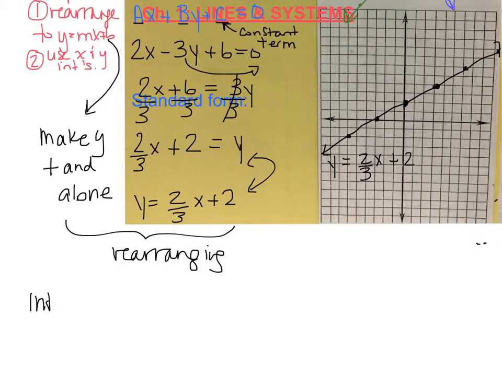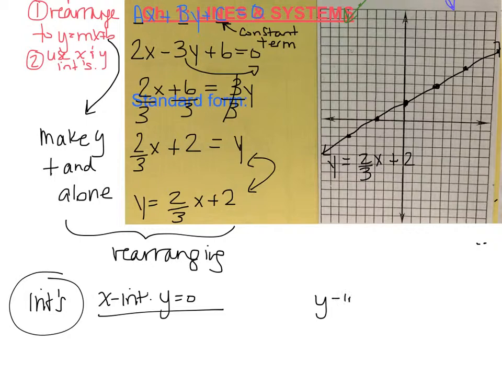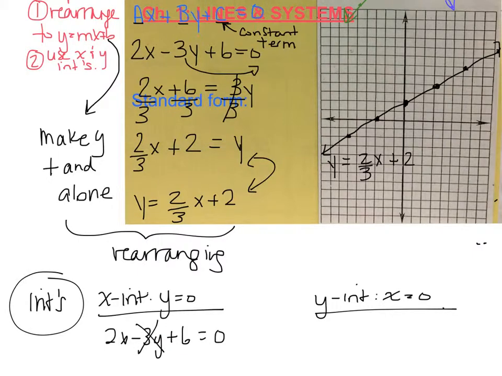To graph using intercepts, all we have to do is for the x-intercept, we make y equals 0 in the equation, and for the y-intercept, we make x equals 0 in the equation. So our original equation was 2x minus 3y plus 6 equals 0. To find our x-intercept, we're just going to make y equals 0. So if we make y equals 0, that means that negative 3y would be equal to 0. We can really take a shortcut and just cross that out. So we're left with 2x plus 6 equals 0, which means that 2x is equal to negative 6, so x is equal to negative 3.